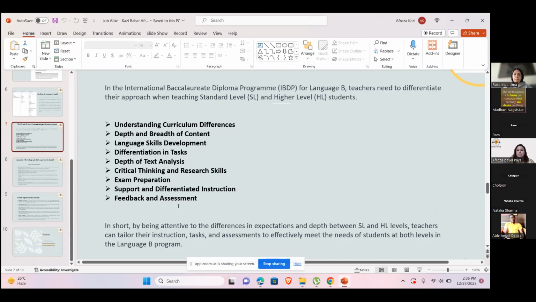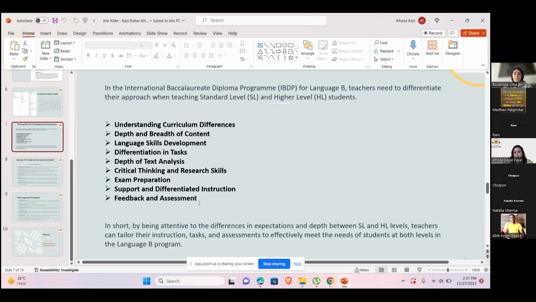So the SL and the HL level. What are the differences between the SL and the HL level? This is something that I have already pointed out. It is specifically very easy for the DP teachers to understand. The curriculum differences, depth and breadth of the content, language skills development, differentiation in task, depth of text analysis, critical thinking and research skills, exam preparation, support and differentiated instruction, feedback and assessment.